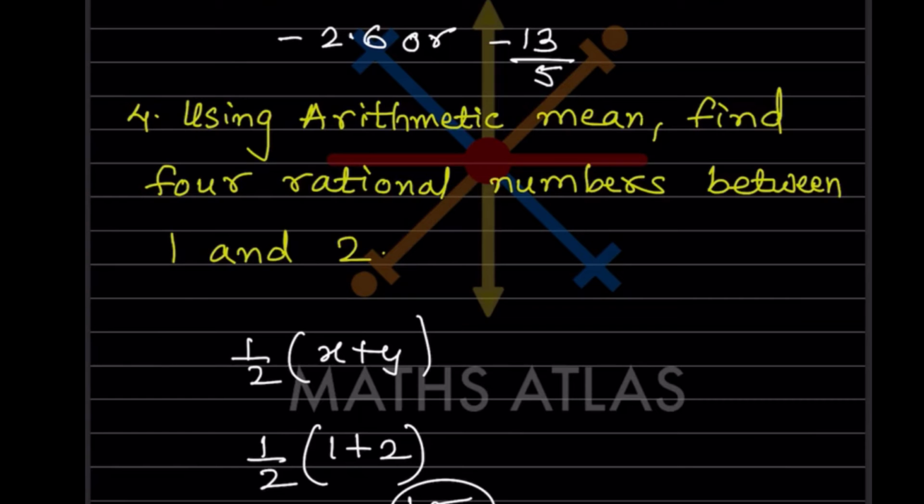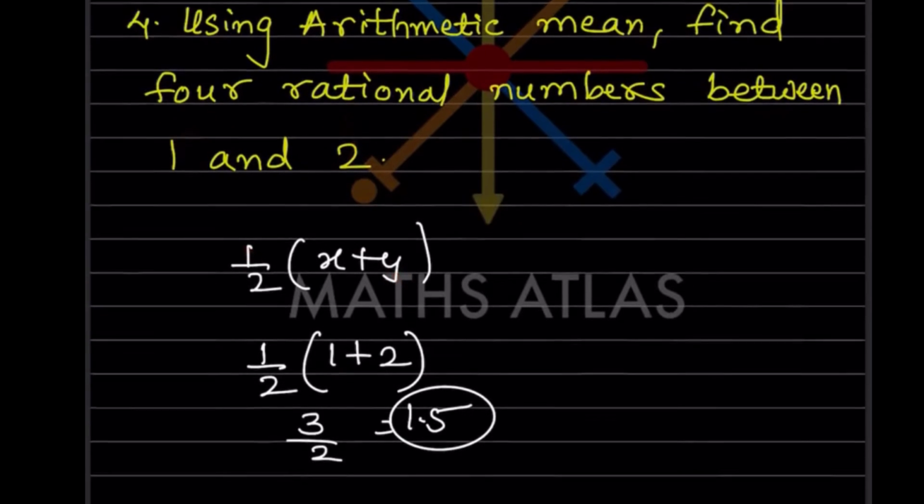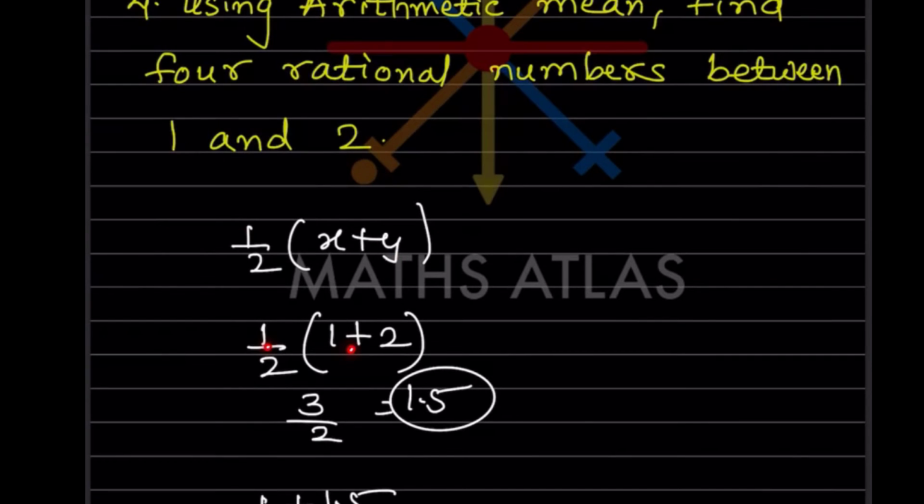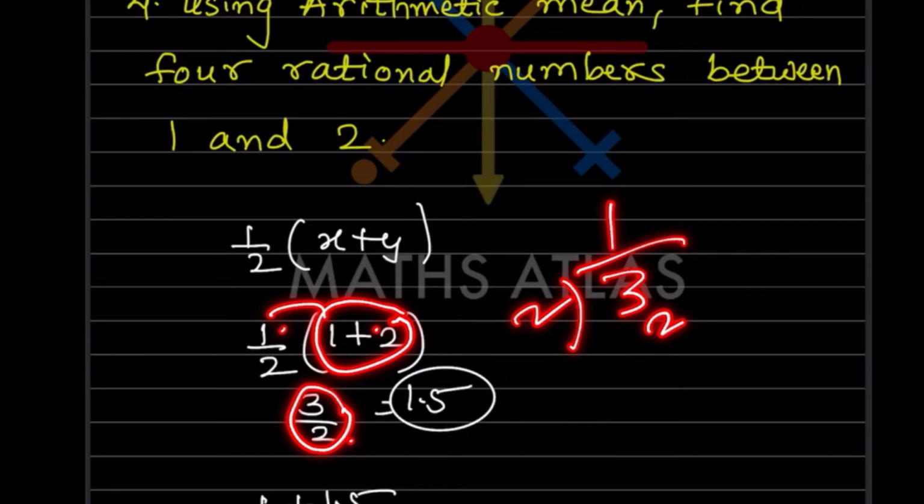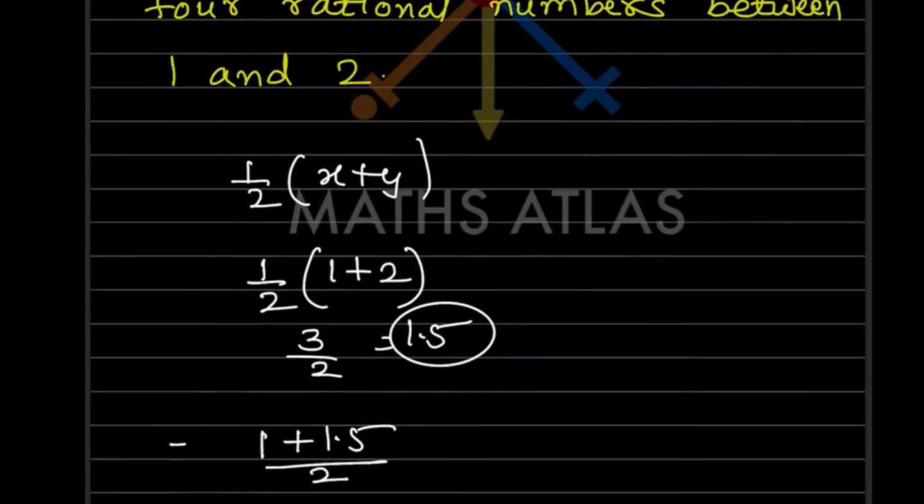Now here they said, using arithmetic mean, find 4 rational numbers between 1 and 2. So again, we are going to use the same formula, half of x plus y. This is x and this is y. So now what will be the answer? 1 by 2 into 1 plus 2. This is going to be 3, so 1 by 2 into 3, that is going to be 3 by 2. So 3 by 2 means that is going to be 1.5.